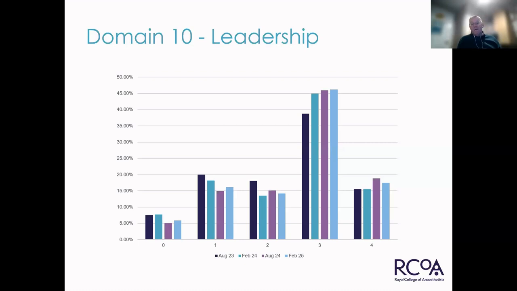In the past, we've had people who submit a picture of them having obviously done something like a run with a medal. That isn't really a good piece of evidence because it doesn't tell us what you've done. So think very carefully about this domain. But you'll see there that a significant number of people are scoring relatively highly in this domain.